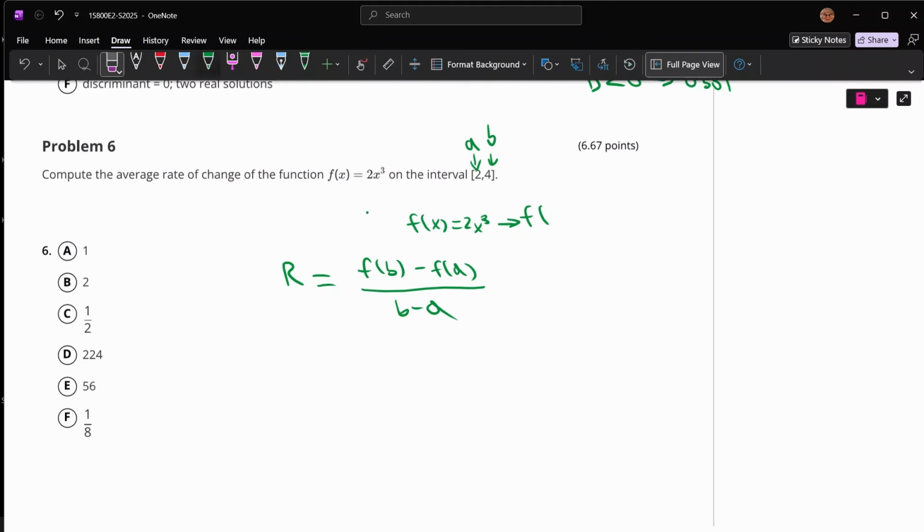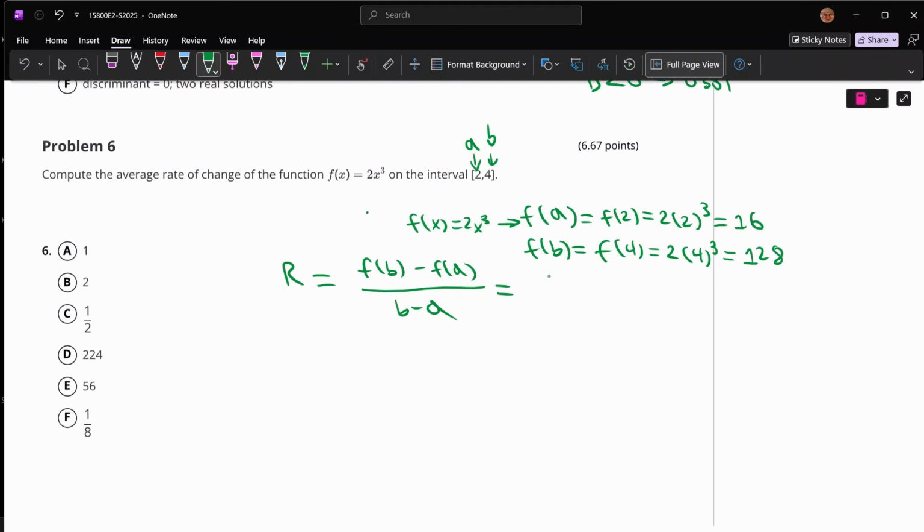I'll start with a, go in alphabetical order. f of a is equal to f of 2, which is equal to 2 times 2 cubed, which is equal to, 2 cubed is 8, and then 8 times 2 is 16, so 16. And then f of b is going to be equal to f of 4, which is equal to 2 times 4 cubed. 4 cubed is 4 times 4 times 4, so 64. And then 64 times 2 is 128.